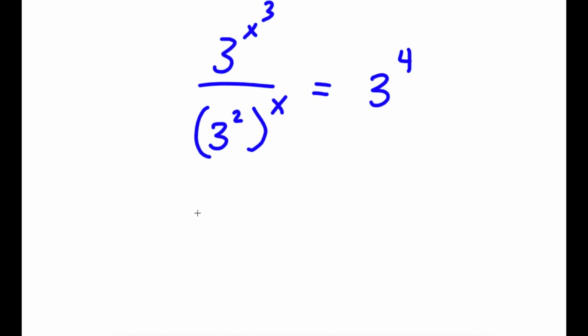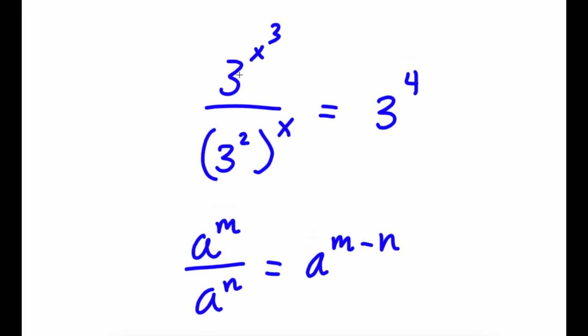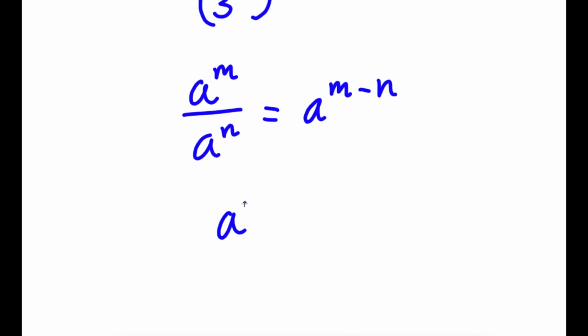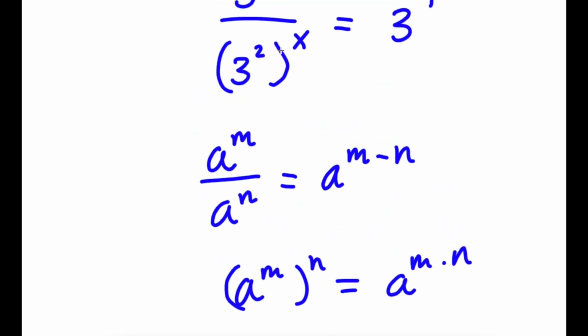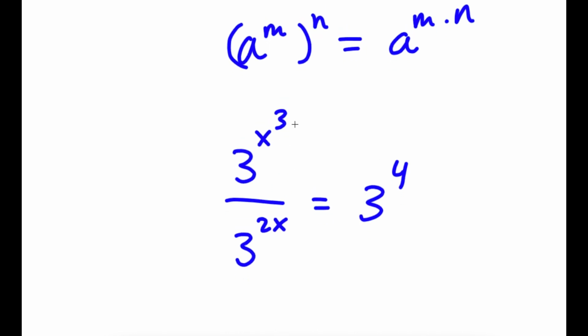Now, if I have something in the form a to the power of m over a to the power of n, this is equal to a to the power of m minus n. So in this case, I have 3 to the power of x to the power of 3 divided by 3 to the power of 2 to the power of x. Now if I have something in the form a to the power of m to the power of n, that's the same thing as a to the power of m times n. So 3 to the power of 2 to the power of x is going to equal 3 to the power of 2 times x, which is 2x. This is equal to 3 to the power of 4.